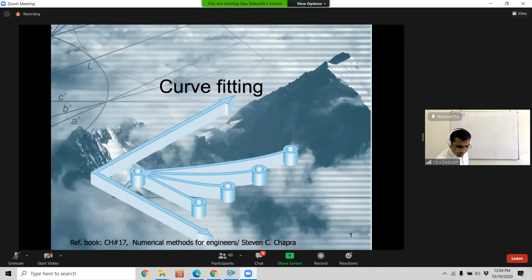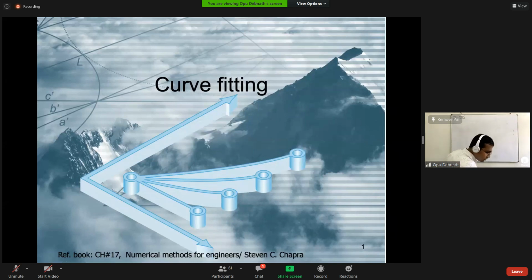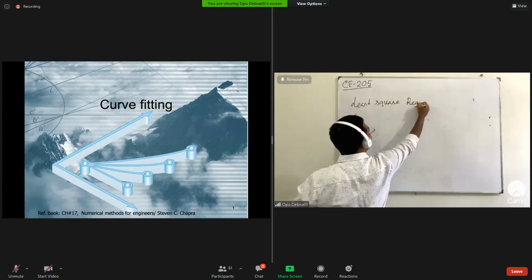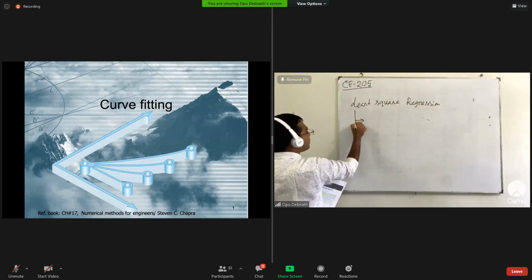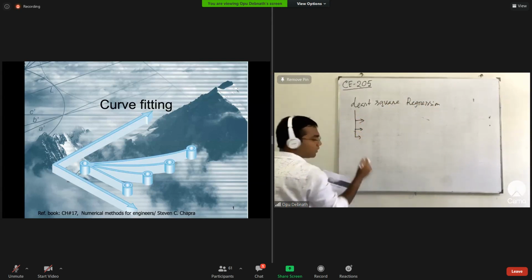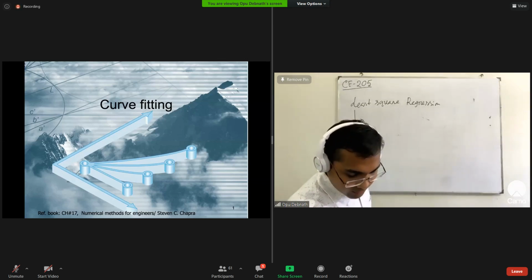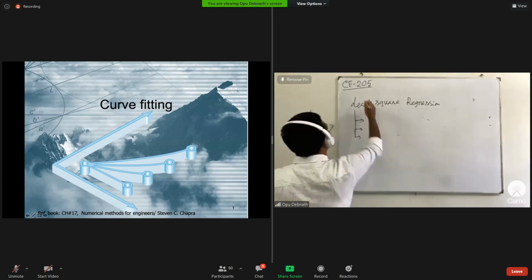Actually, we stopped in curve fitting at the very last end. We know about least square regression, and in least squares, if you can recall, there are three parts in least square regression, the curve fitting. I follow the numerical book by Steven Chapra, from chapter 17.